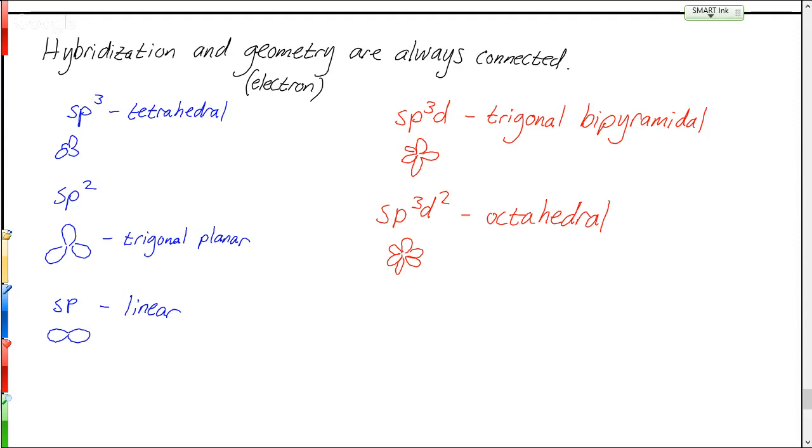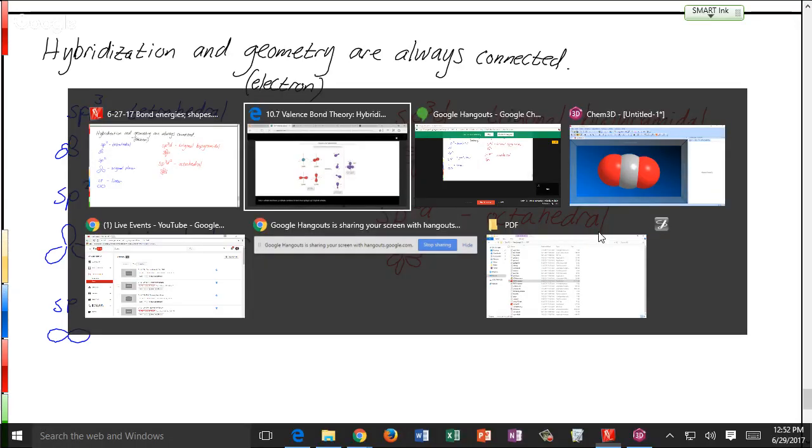So because these go together, it's pretty easy to determine one or the other if you know one or the other. So let me show you how that works. Take out your lab stuff that we were working on a couple days ago with the different geometries, and you filled in half of it. You filled in the shapes already.